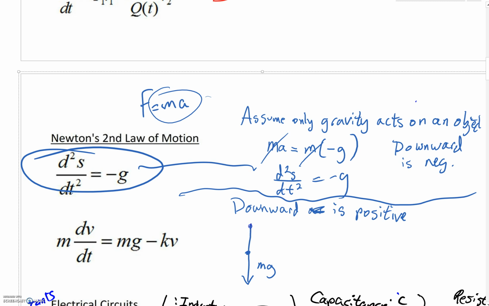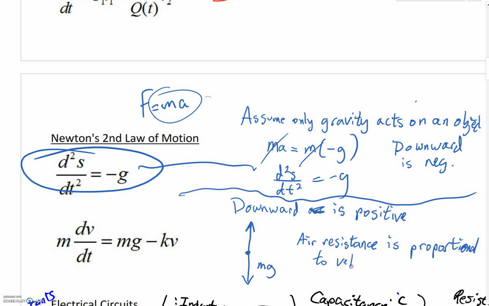But let's just say that we also have air resistance. If we had air resistance, they might tell you in the problem it is proportional to velocity. Now, if that were the case, downward is positive. That means upward is going to have a negative connotation here. We'd have negative kV.